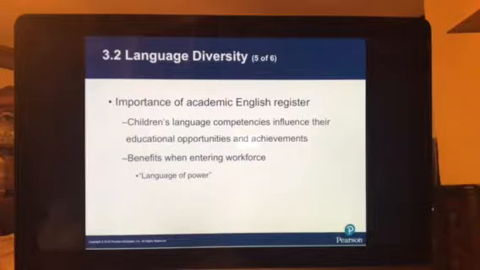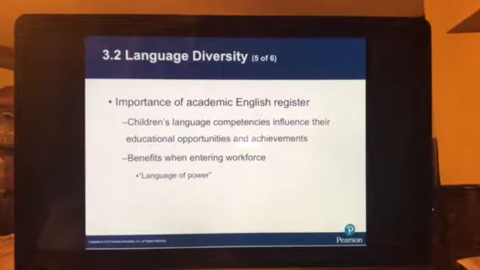The importance of academic English register. With small children in the classroom, we as educators have to understand that language competencies influence their educational opportunities and achievements. So the more opportunity we give children to use rich language, to articulate themselves and to explore language, the more opportunity they will have as they get older, one, in the academic environment, but two, in the real world environment of the workforce as well.